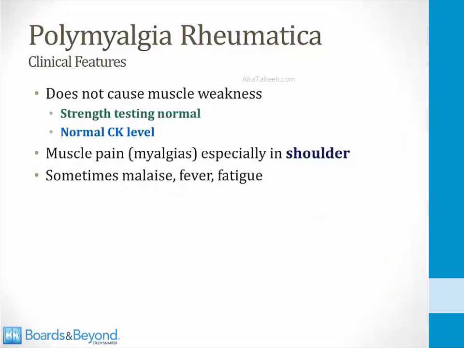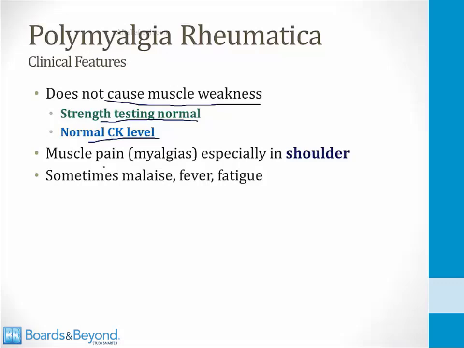As I mentioned before, polymyalgia rheumatica does not cause muscle weakness. This is a disorder of inflammation of the joints and the membrane surrounding tendons, so it leads to what patients describe as muscle symptoms, but actually the muscles are not inflamed and are not damaged, and that distinguishes this disorder from myositis, which we're going to talk about later on. So especially in terms of board questions, if they are describing polymyalgia rheumatica, strength testing will be normal, and the creatine kinase level will also be normal because there is no muscle damage occurring in polymyalgia rheumatica.